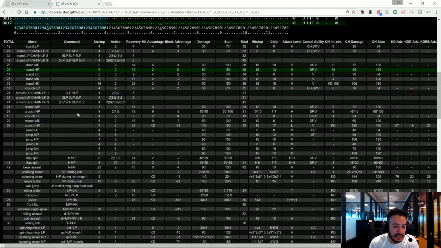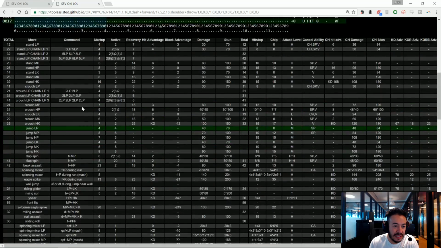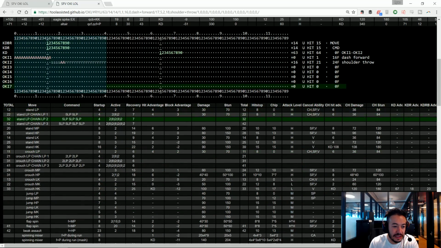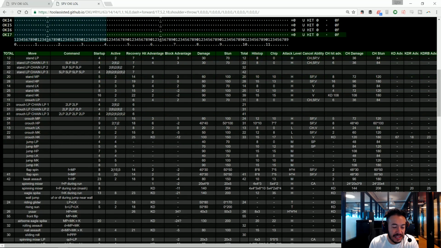So if we look at Rashid's frame data, we can see almost anything would hit on that dash up, because we just need something that starts up in 7 frames or less. Either sweep or crouching medium kick would work apparently.